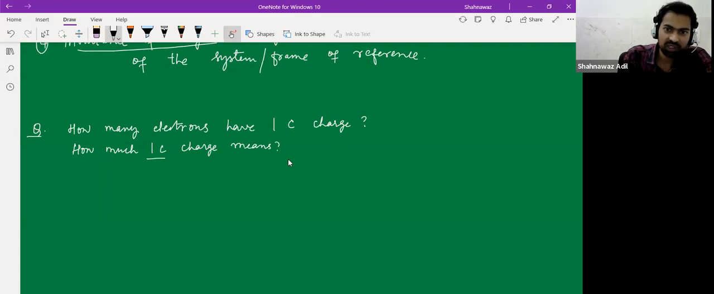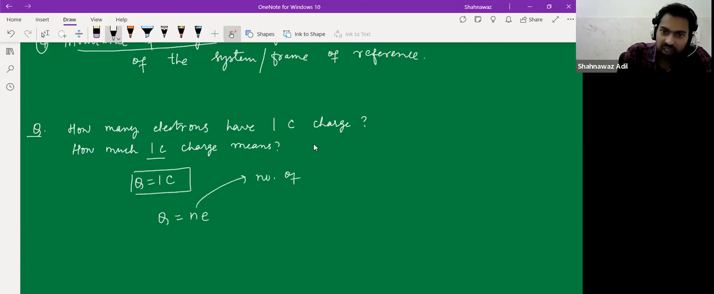These are some important questions that they ask in your CBSE exam. So how can we calculate that? The charge is given, which is 1 coulomb, and we know the relation that the charge is equal to nE. We have to find this number of electrons. So this is the question.